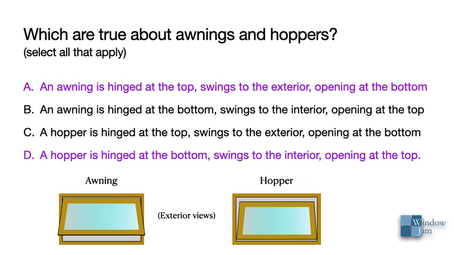A and D. Now this can be confusing. An awning window resembles a conventional awning in that it sheds water but allows ventilation. A hopper is kind of the opposite of an awning, as if you flipped it upside down and rotated it outside to inside. Don't do that, by the way.